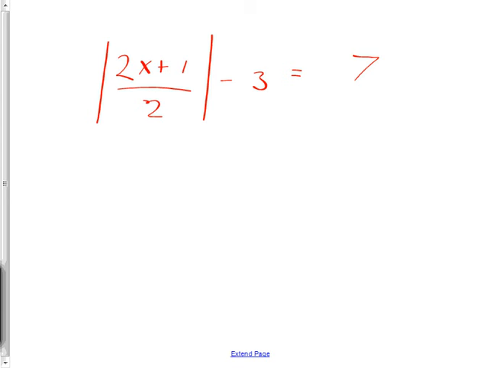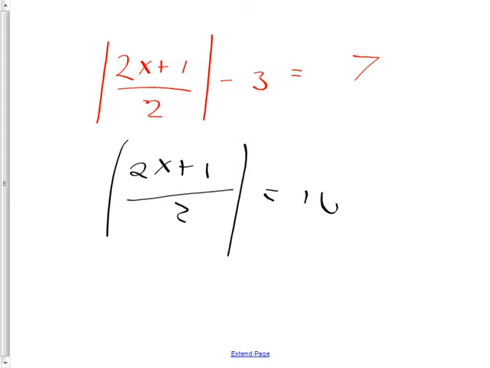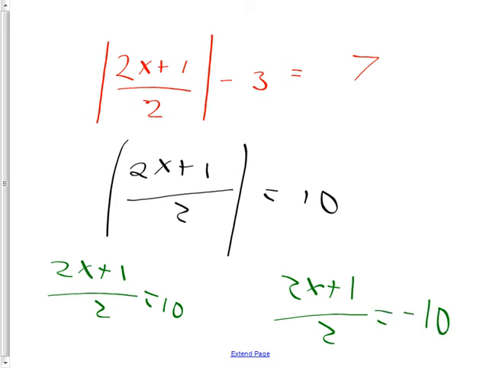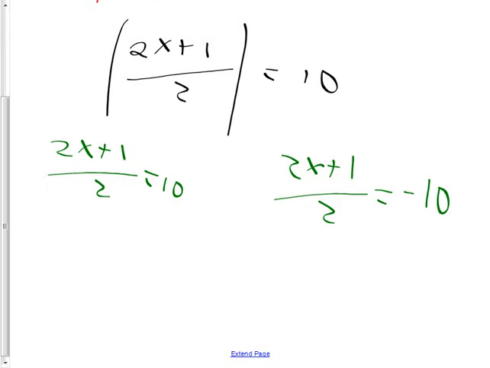So once you add 3 to both sides, it equals 10. And the big mistake people make right here is they try to multiply by 2 right here. You can't until you split it. We need to split it into 2 equations first. 2x plus 1 over 2 equals 10, and 2x plus 1 over 2 equals negative 10. You can't do that times by 2 until you're in the 2 separate equations.